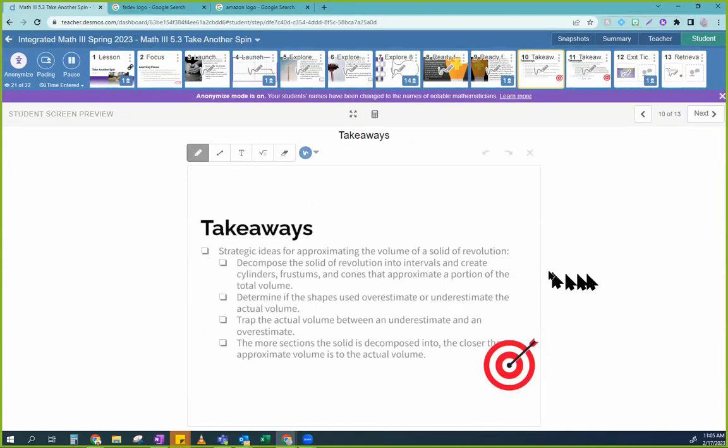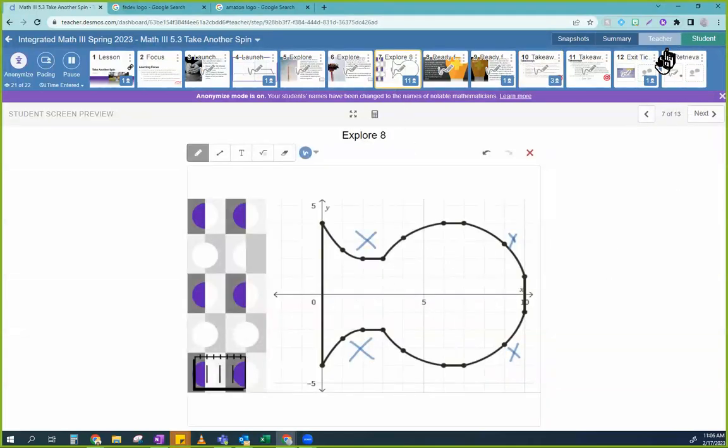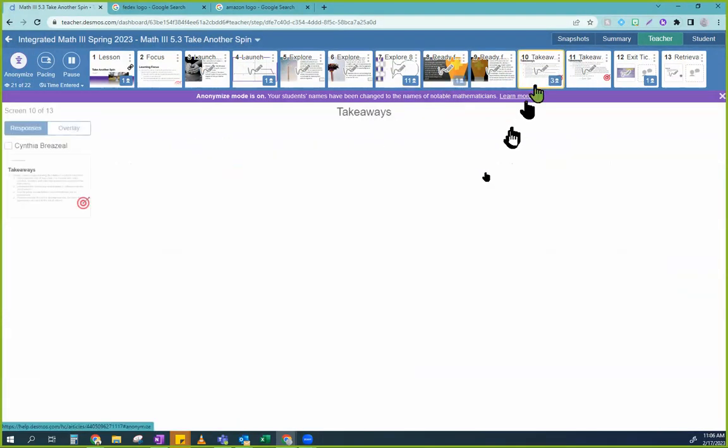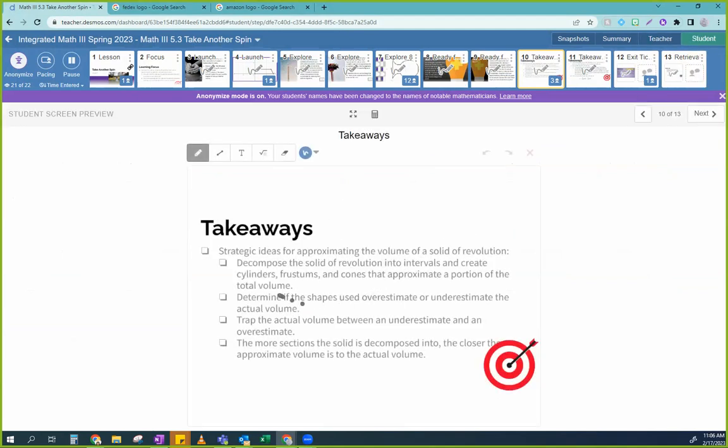With that being said, I'm going to pull out our takeaways to make sure you understand what you were supposed to take away from this lesson. It says strategic ideas for approximating the volumes of a solid of revolution. Number one, you can decompose a solid of revolution into intervals and create cylinders, frustums, and cones that approximate a portion of the total volume. If I had read you this before explaining this problem, you would all have been like, what are you talking about? But now listen to this, right?